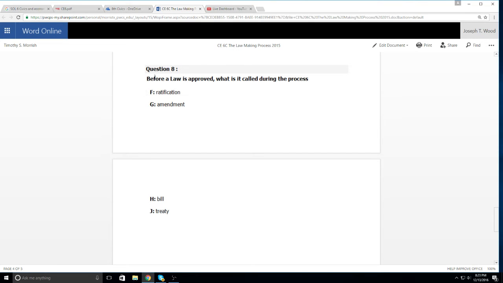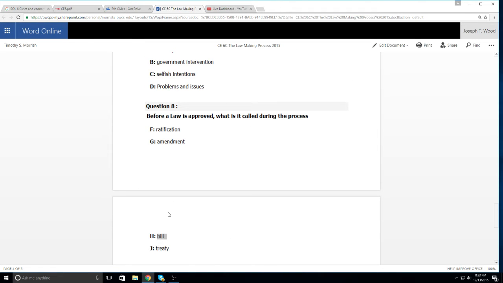All right. So before it's a law, what is it called? It's a bill. Just think of the song, I'm just a bill up on Capitol Hill. So a bill becomes a law once it's done with the process.